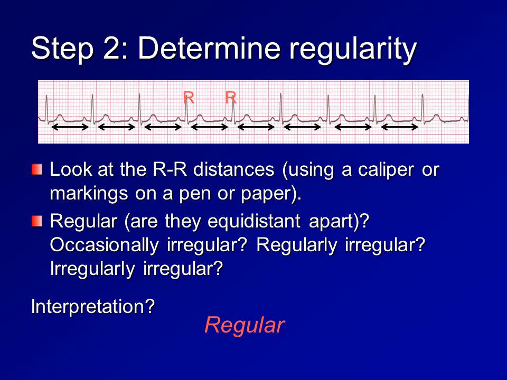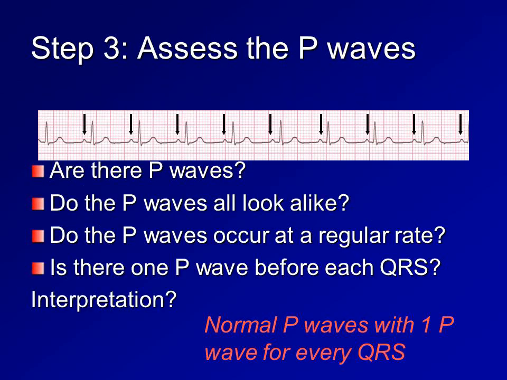Step 2. Determine regularity. Look at the RR distances, using a caliper or markings on a pen or paper. Are they equidistant apart? Regular, occasionally irregular, regularly irregular, irregularly irregular. Interpretation: regular. Step 3. Assess the P waves. Are there P waves? Do the P waves all look alike? Do the P waves occur at a regular rate? Is there one P wave before each QRS? Interpretation: normal P waves with one P wave for every QRS.